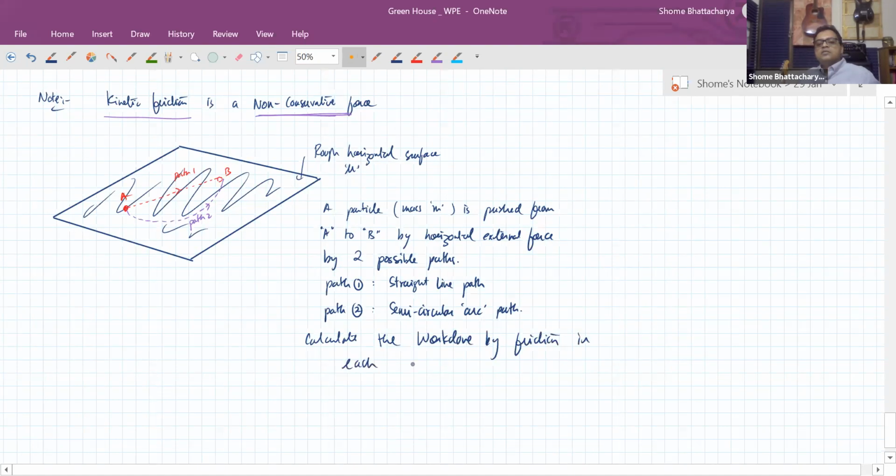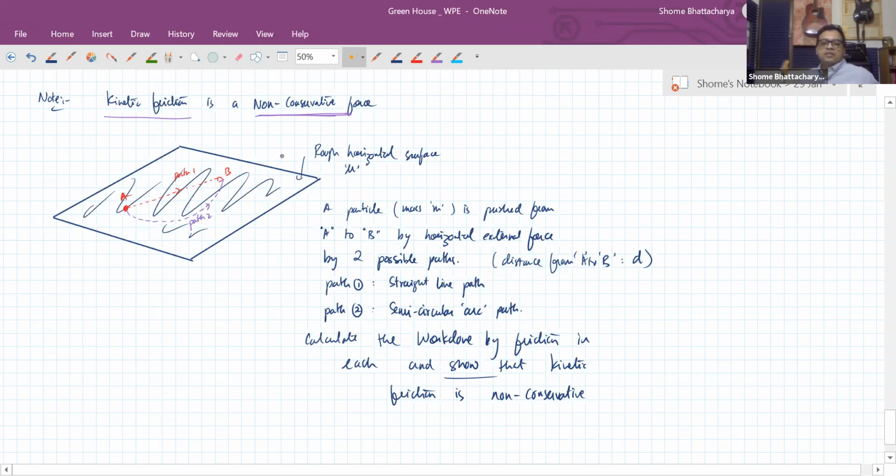In each, and show that kinetic friction is non-conservative. Okay, take the distance between A and B to be d. M is the mass, acceleration due to gravity is g, and the coefficient of friction is mu. So just try this out, people.